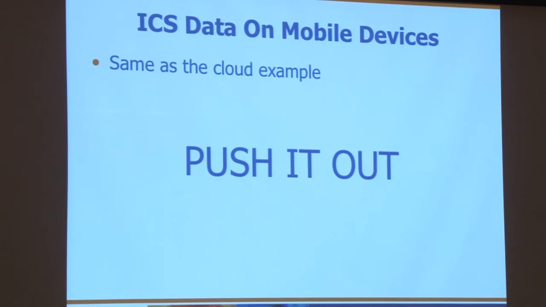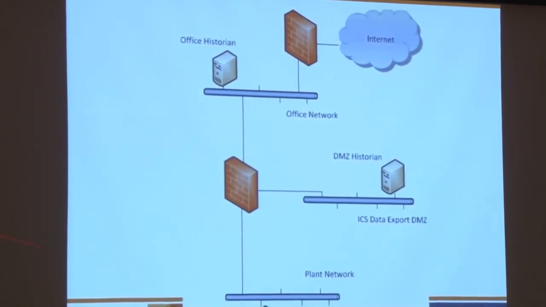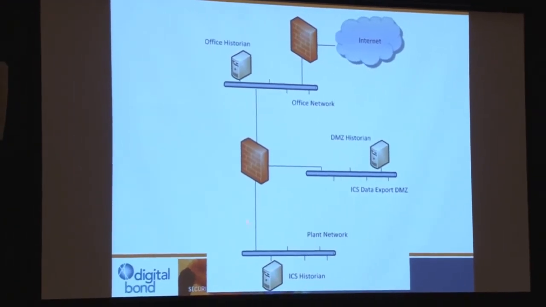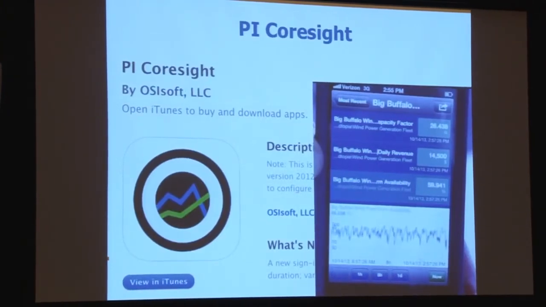But let's look at the example of, let's say I want to see data from my SCADA or DCS on my iPhone or my Android phone, or a tablet, or a laptop computer when I'm in a hotel somewhere around the world. The answer is really the same. You push the data out. So in this case, we're looking at a firewall rather than a unidirectional gateway. So in this case, your historian down on your plant network would push the data to a historian on the DMZ.